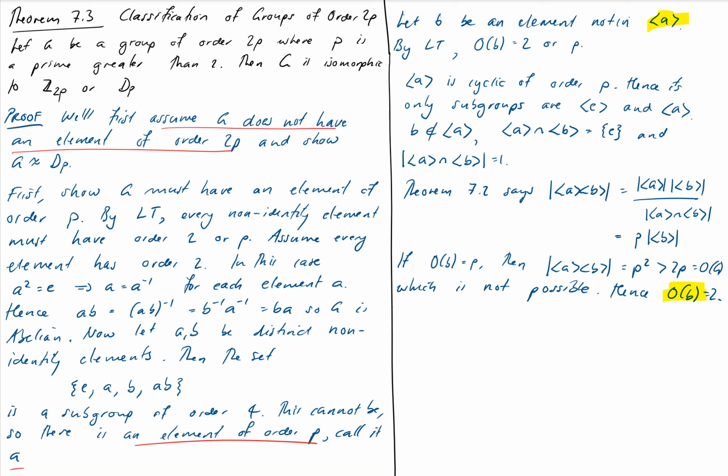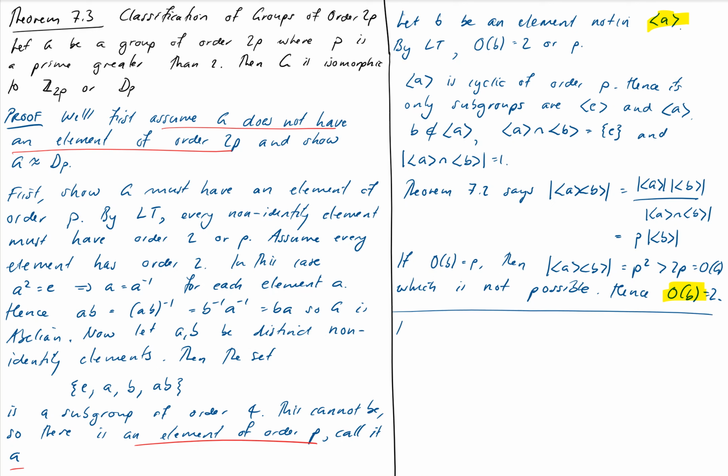So our group consists of an element of order P, which generates a cyclic subgroup. This is like our rotations. And then everything else must have order 2. These are like our reflections. Okay, so at this point in time, we want to actually develop how this group is going to work.